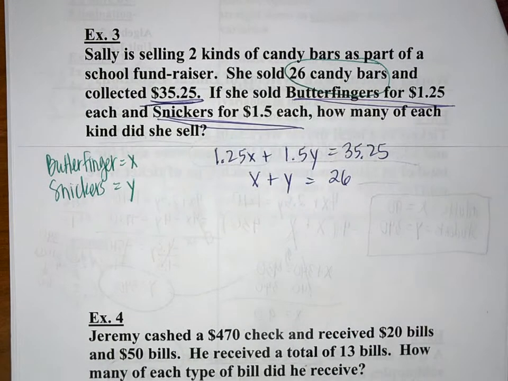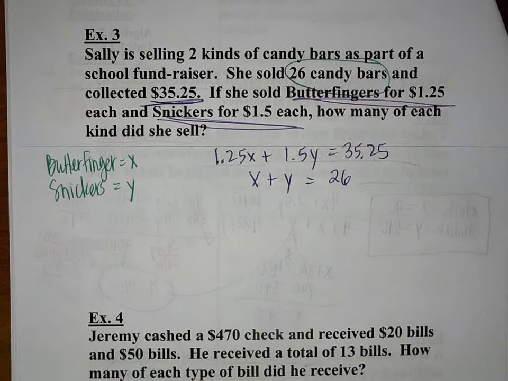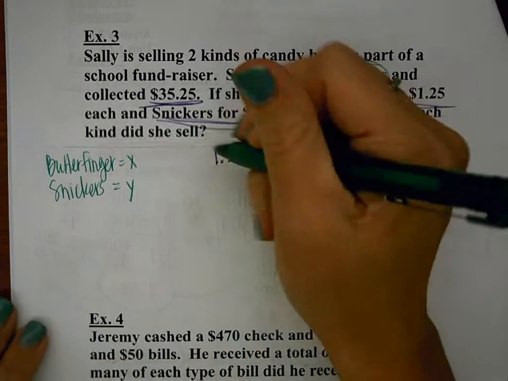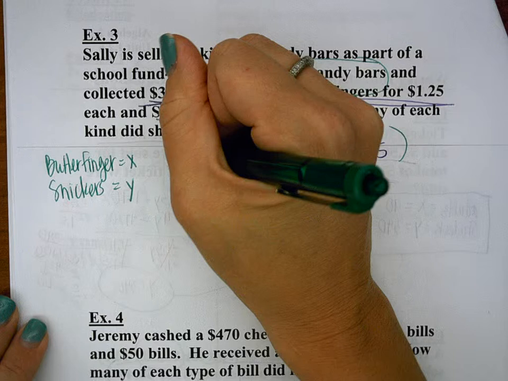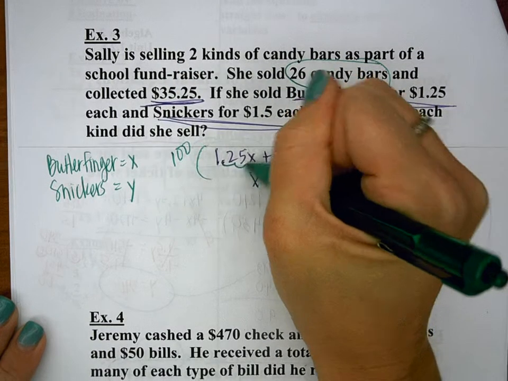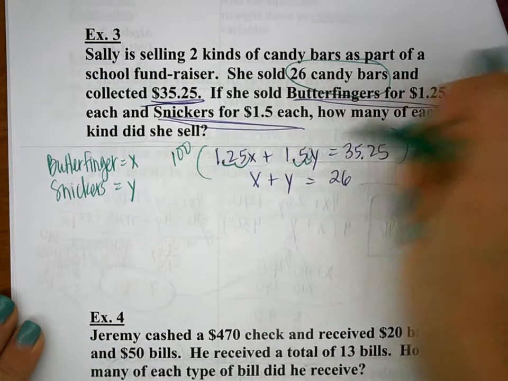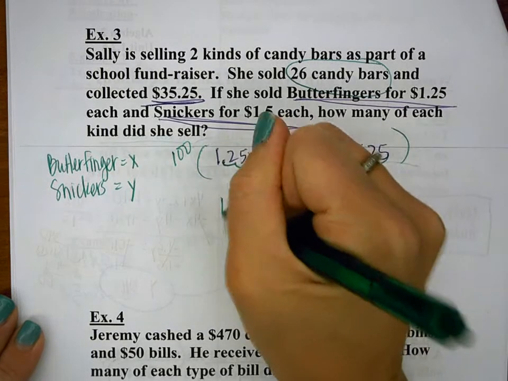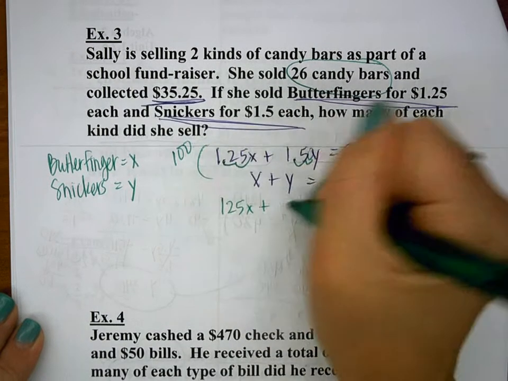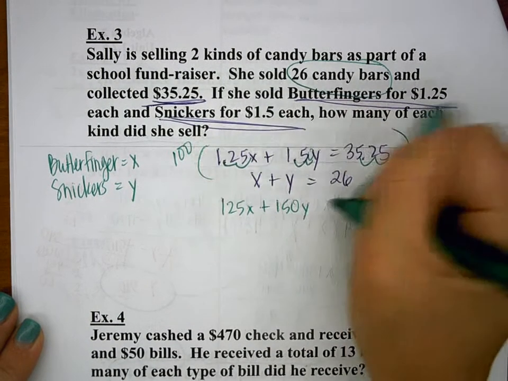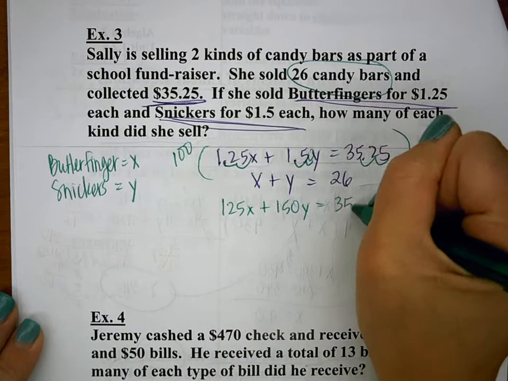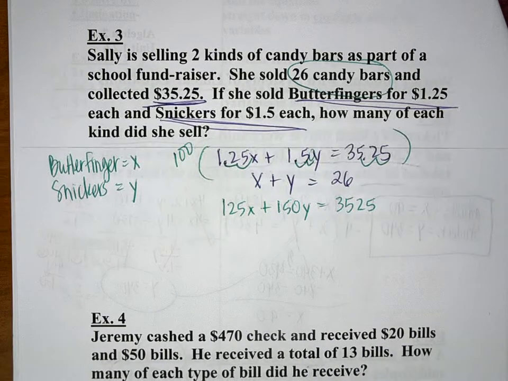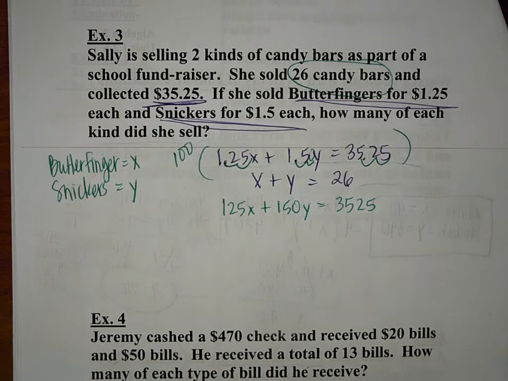If you want to get rid of your decimals on this one, what would you have to multiply each of these by? By 100, because there are two decimal places on some of them. So when we move each of these twice, that makes 150. So I'm going to have 125x plus 150y equals 3525. Again, it wants to know how many of each kind they sold. Do you think you can finish this one on your own? The numbers are too big.